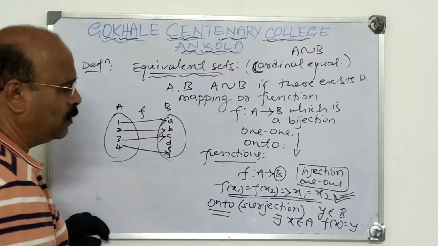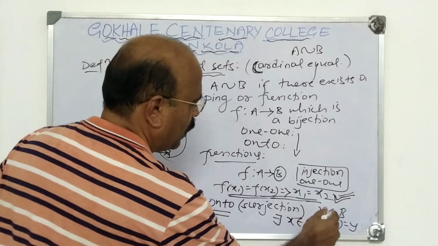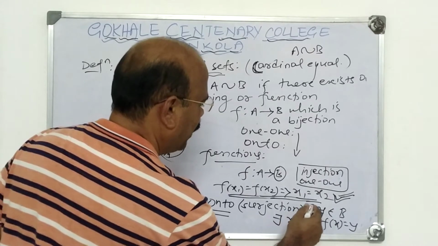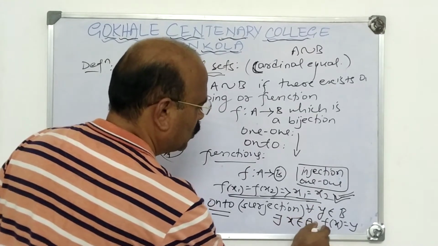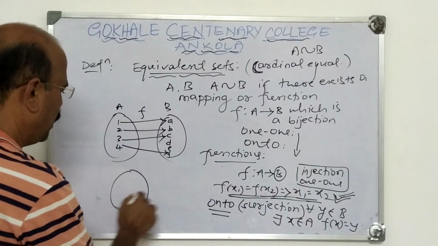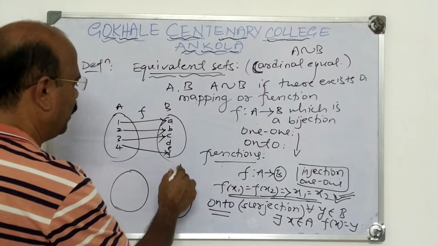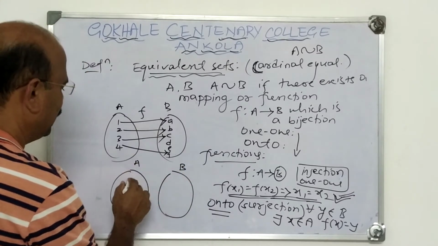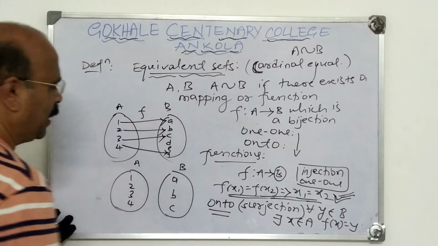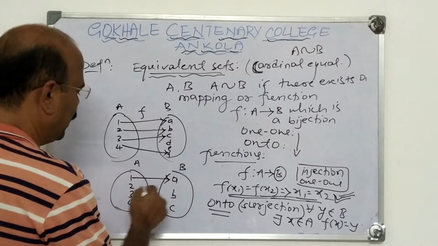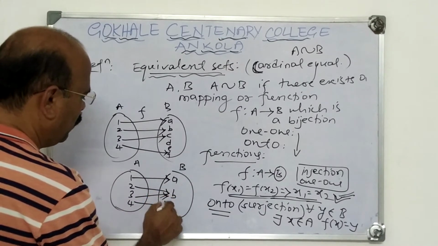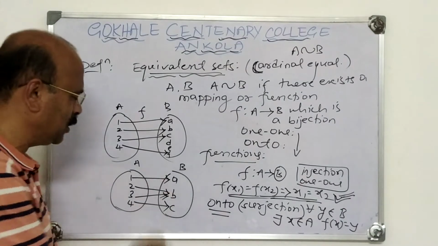What do you mean by onto? Onto means for all y belonging to B, there exists x belonging to A such that f of x is equal to y. This implies every element of the codomain is an image. So I take A consisting of 1, 2, 3, 4 and B consisting of A, B, C. Then 1 is related with A, suppose 2 with B, 3 with C, 3 with B, 4 also with C. This is a function.